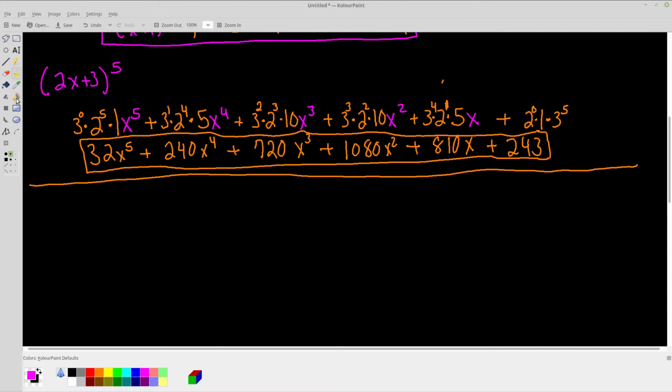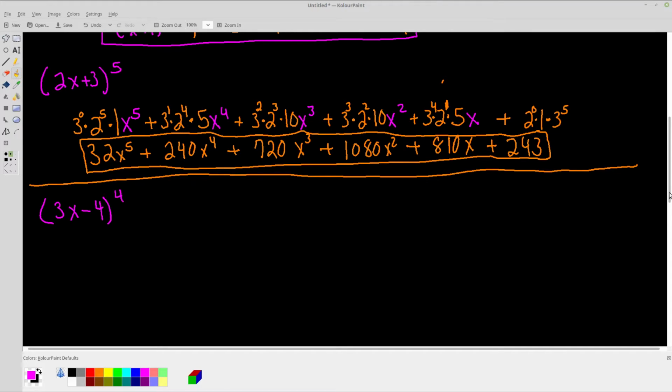Let's say that we have 3x minus, we'll do 4. And this time we'll choose a different number. And let's say it's to the 4th power. Okay. Now we're going to do the same thing that we had done earlier.